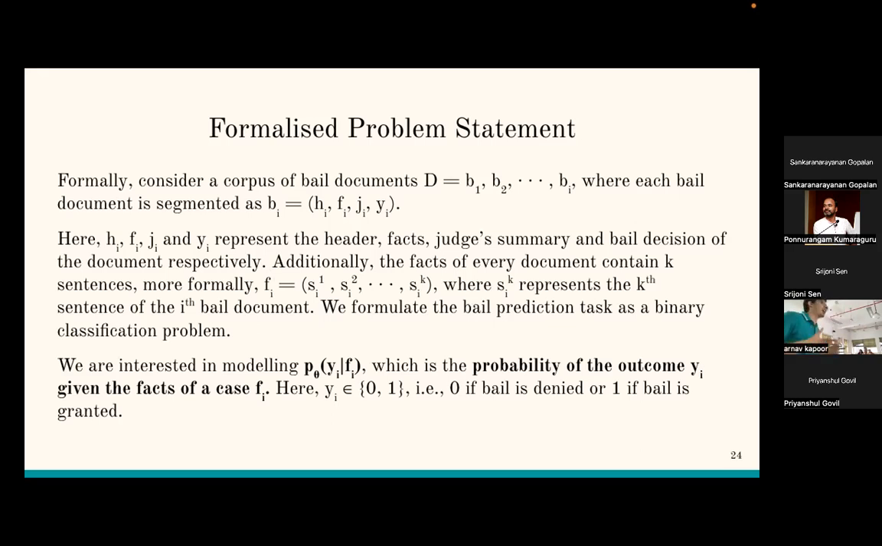So what exactly are we looking to model? What we are trying to achieve is to find the probability of the outcome Yi given the facts of the case Fi. A very important thing to note here is that we use just Fi and not Ji to make the decision. Only the facts of the case are used in the final prediction model, not the judge's summary, because that would only be available as the output of a judge. So as a system, our bail prediction model should be able to take just the facts of the case and give you an output, which is your decision Yi. It's 0 if bail is denied and 1 if bail is granted.